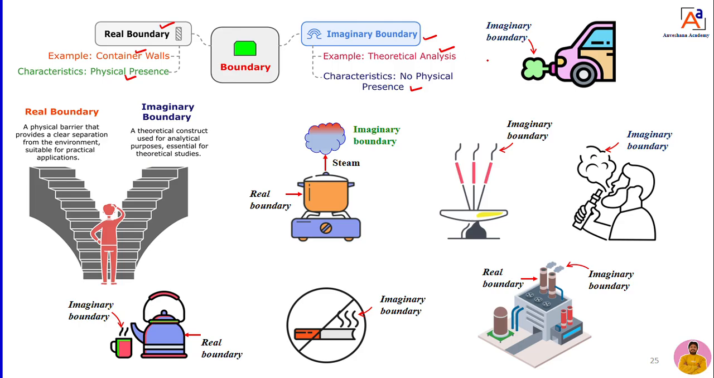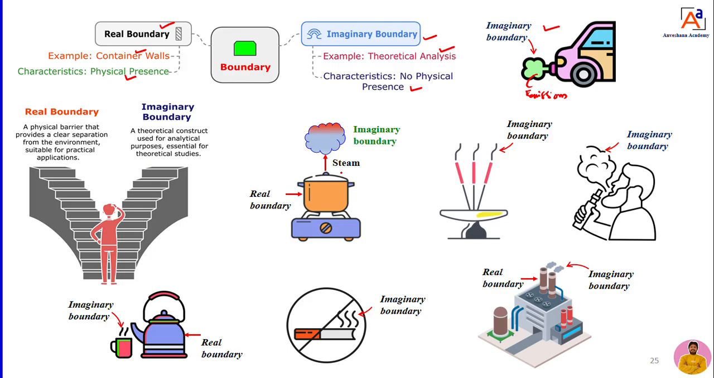So what are the examples of an imaginary boundary? Take the emissions coming from the engine. They enter into the surroundings, but they are separated by a layer. That layer we can't see, and it may not be physically present, but we can imagine that boundary. We can call it an imaginary boundary.